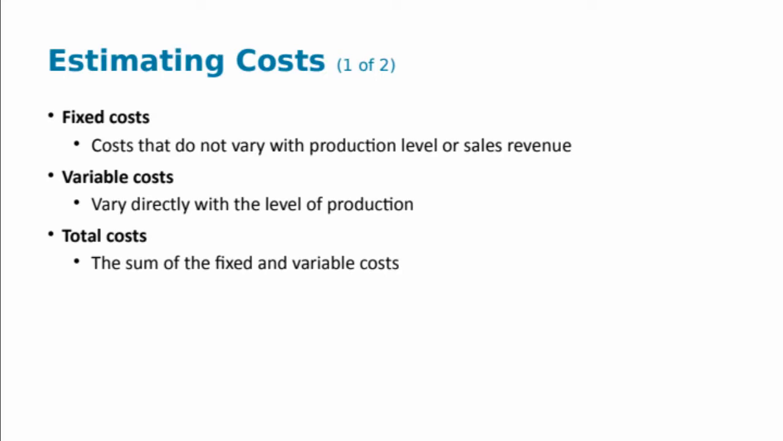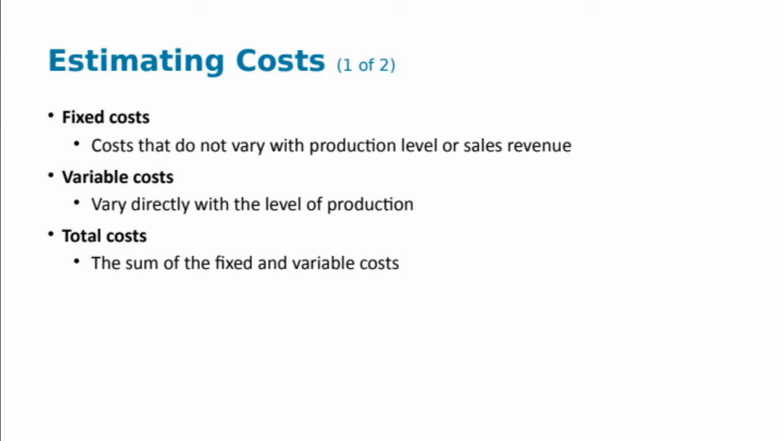Demand sets a ceiling on the price the company can charge for its product. Cost sets the floor. The company wants to charge a price that covers its cost of producing, distributing, and selling the product, including a fair return for its effort and risk. A company's costs take two forms, fixed and variable.